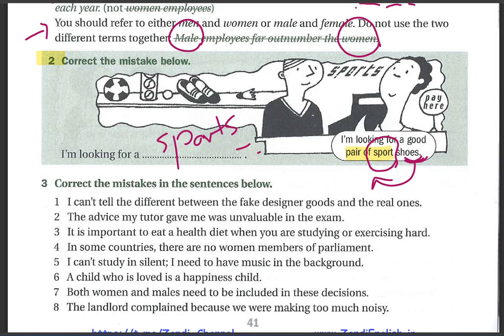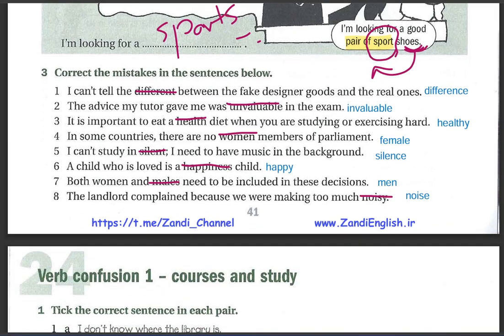Great. Now look at part 3. Correct the mistakes in the sentences below. Now I want you to pause the video here, answer this part, and then check with me. Now you can see the correct answers. So please look at them and check with yours. Were your answers correct? Great. So let's go to the next lesson.